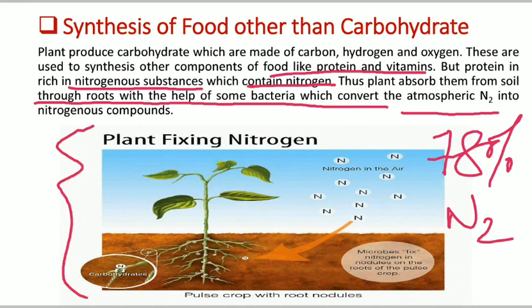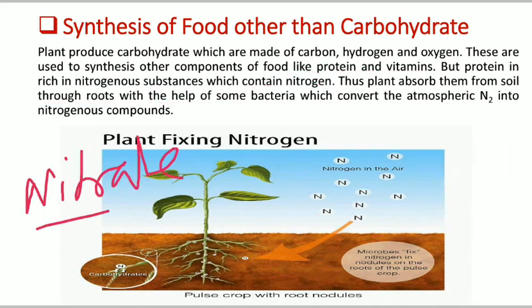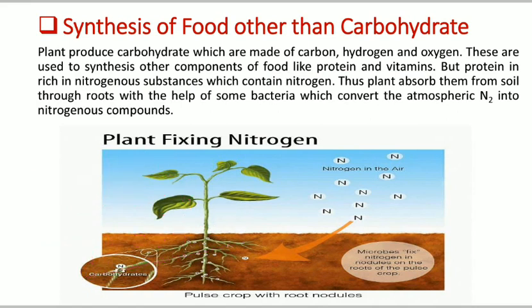With the help of this diagram you may understand it well: the air contains so much nitrogen and there are many bacteria present inside the soil. They are converting that atmospheric nitrogen into nitrogenous compounds such as nitrates and nitrites. There are many nitrogenous compounds which get converted by the bacteria, and only then can the plant absorb them with the help of water and minerals. When they absorb those nitrogenous compounds, they can easily produce proteins and vitamins inside the leaf.